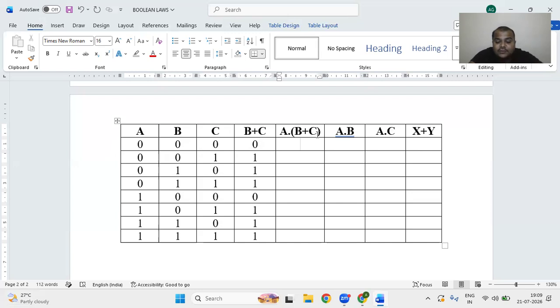0 into 0, 0. 0 into 0, 0. 0 into 1, 0. 1 into 0, 0. 0 into 1, 0. 1 into 0, 0. In the remaining, 1 into 1, 1. 1 into 1, 1. 1 into 1, 1. Right? Understood. Okay.